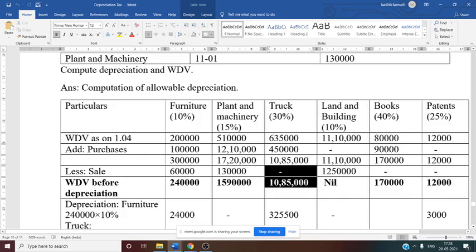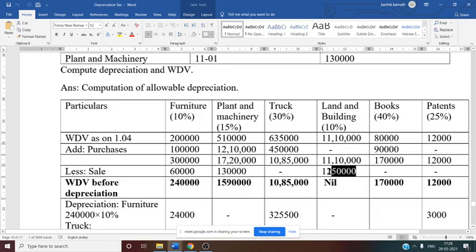What about land and building? Now land and building, if you see, there is no purchase for land and building, but there is a sale of land and building. So written down value at the beginning of the previous year is 11 lakh 10,000. Now it is sold for 12 lakh 50,000. Can you tell me, there is a profit, right? There is a profit in this question.